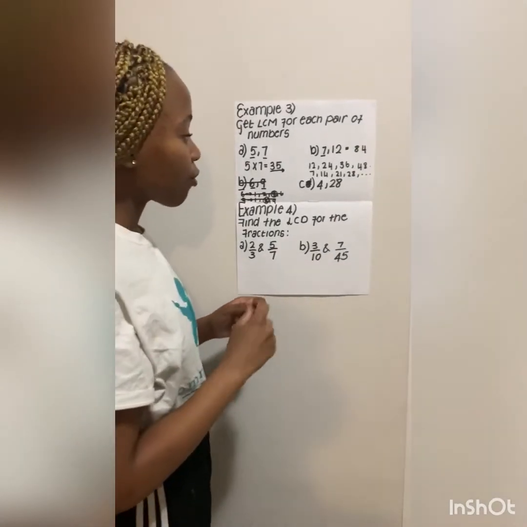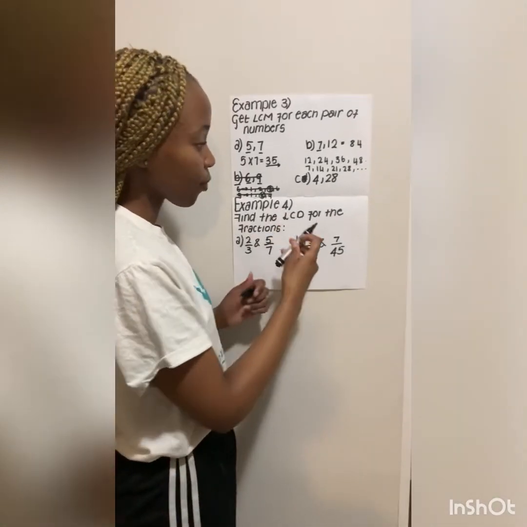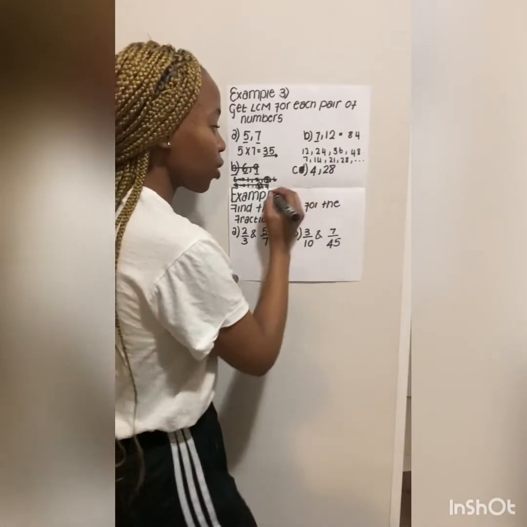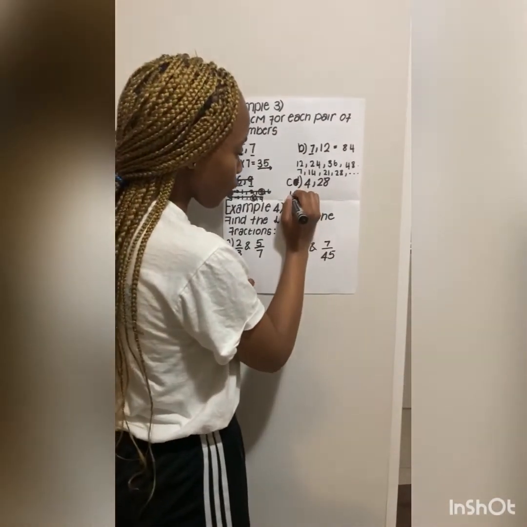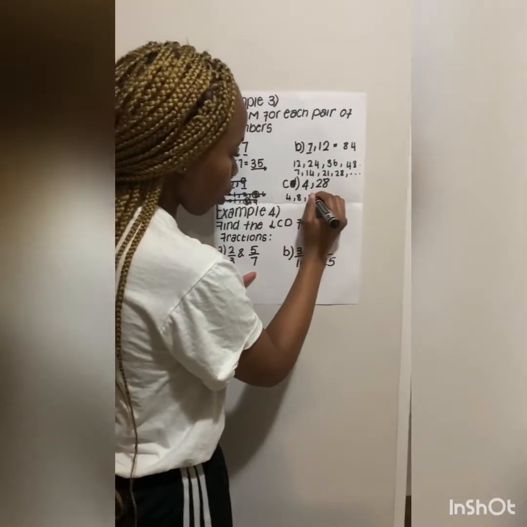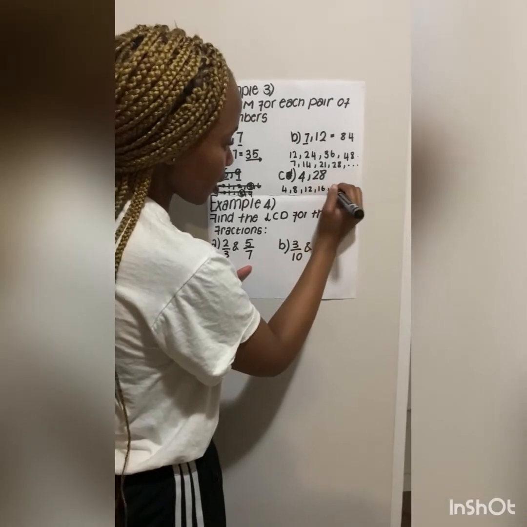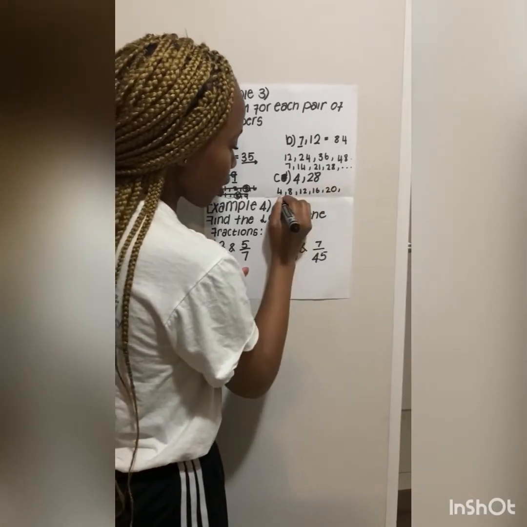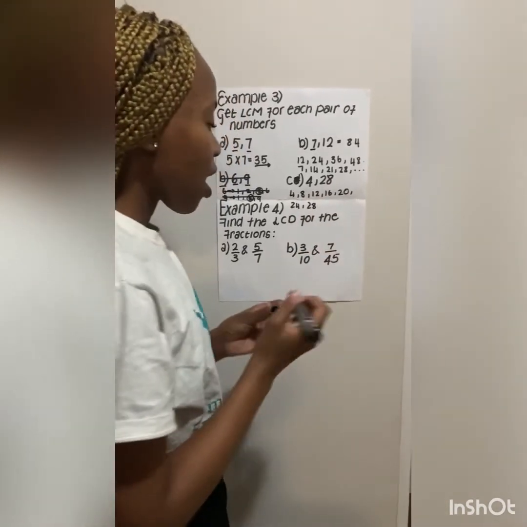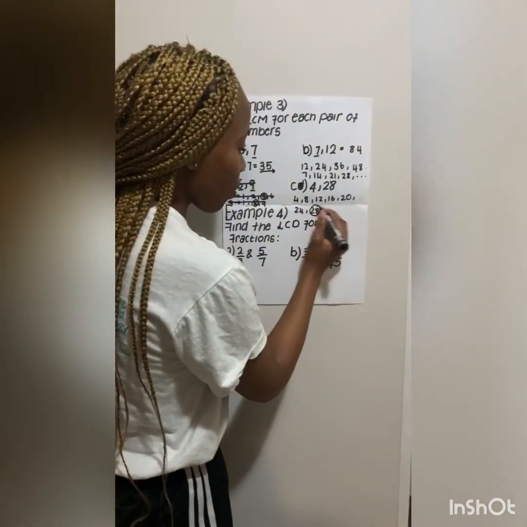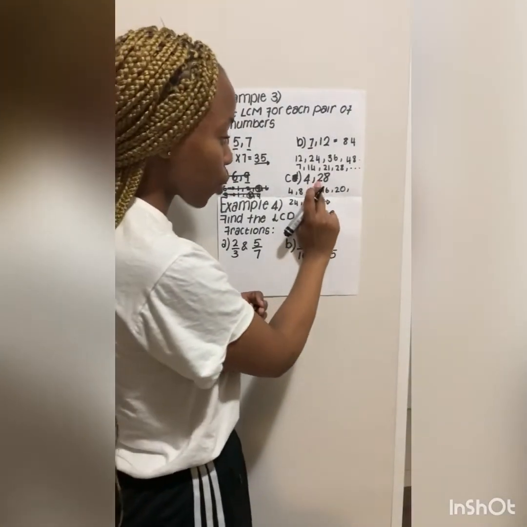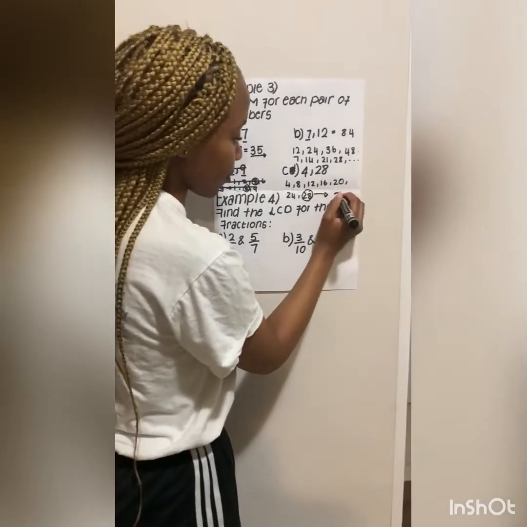We carry over to C, which is 4 and 28. Now, we go 4, 8, 12, 16, 20, 24, 28. With this said, we know that our lowest common multiple is in itself 28.